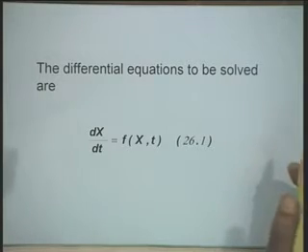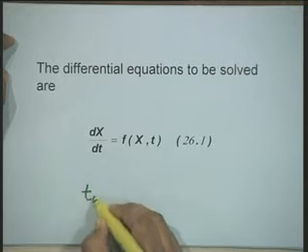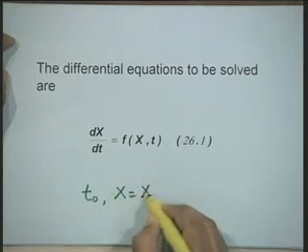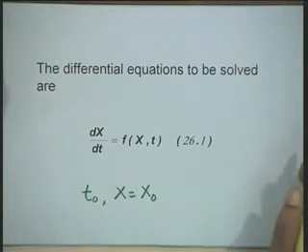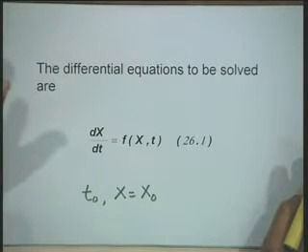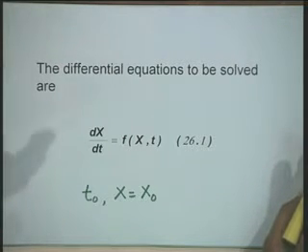For solving these equations, we know the initial condition, that is at time t equal to 0, x is equal to x naught. That is, the initial conditions are known to us, and knowing the initial condition we have to find out how the x varies as a function of time. That is the meaning of solving this differential equation. That is, we want to get the solution for x as a function of time.